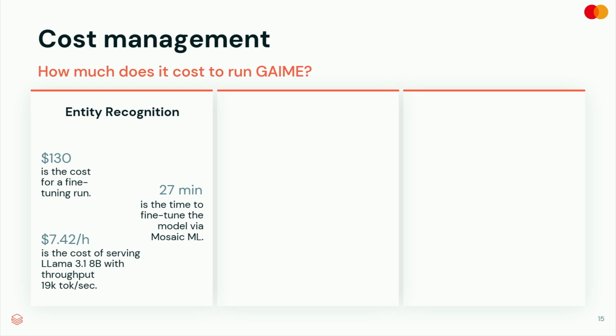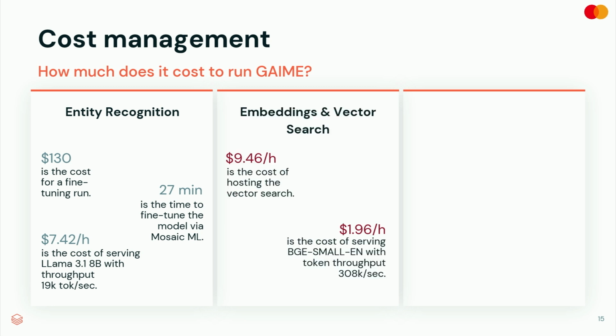After the model is fine-tuned, we use Databricks Mosaic serving, and that costs approximately $7.4 per hour because we are using provisioned throughput. Now, the embeddings and the vector search. It costs approximately $9.4 per hour to host our vector search, and approximately $2 to host the embedding model, which is BGE small en. And then finally, hosting the judge, the last model that actually determines the match, costs approximately $48 per hour, which in total gives us around $70 per hour of running this solution.